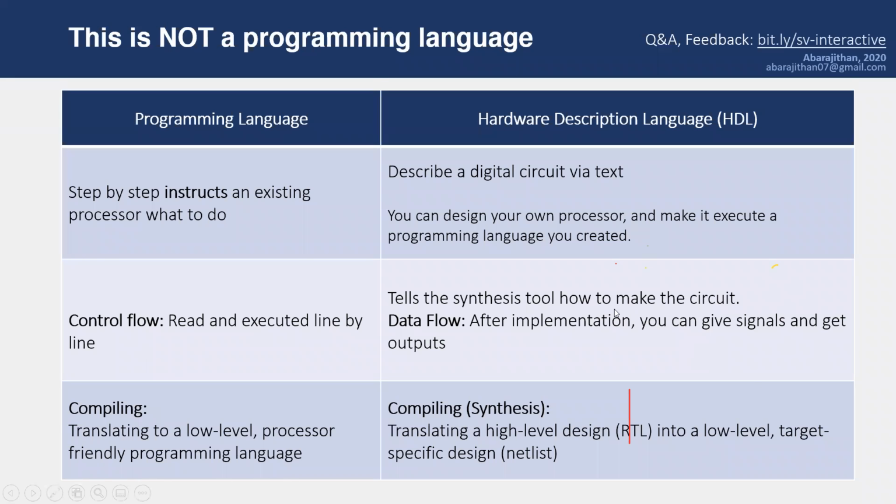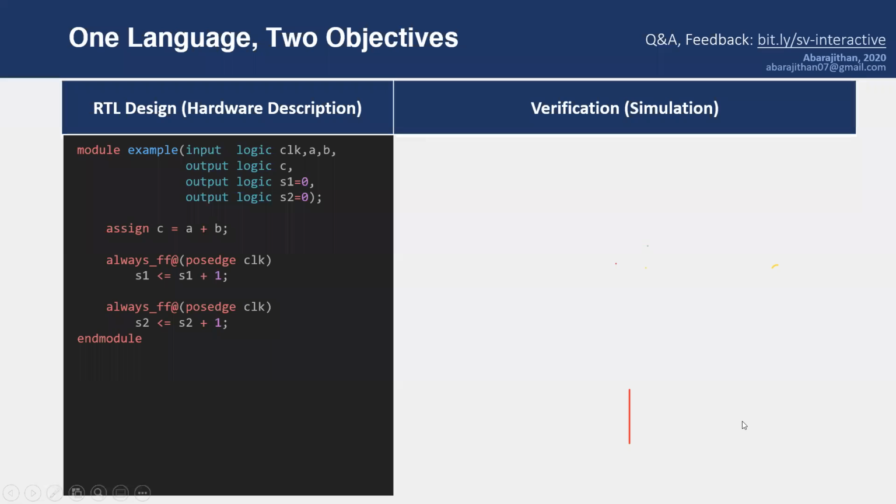Okay. So low level target specific language in the net list. Right. So once again, all right.